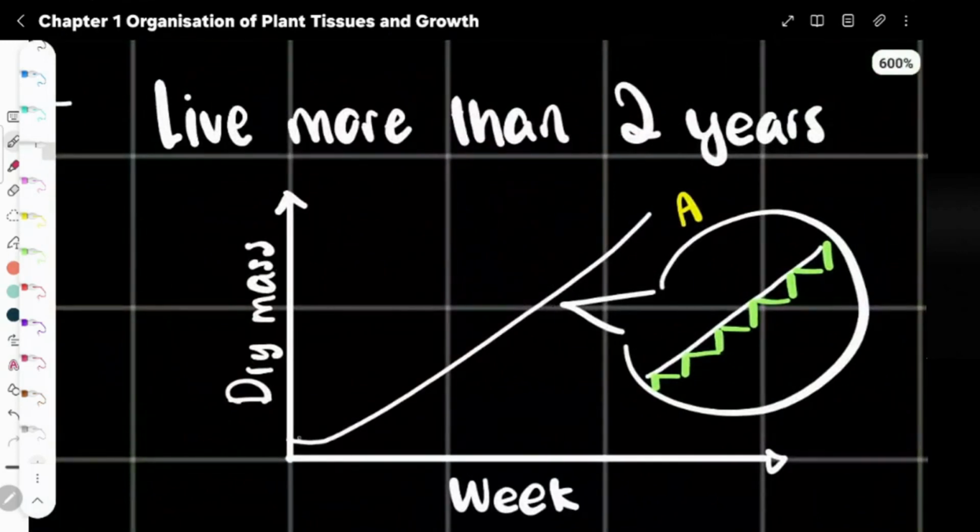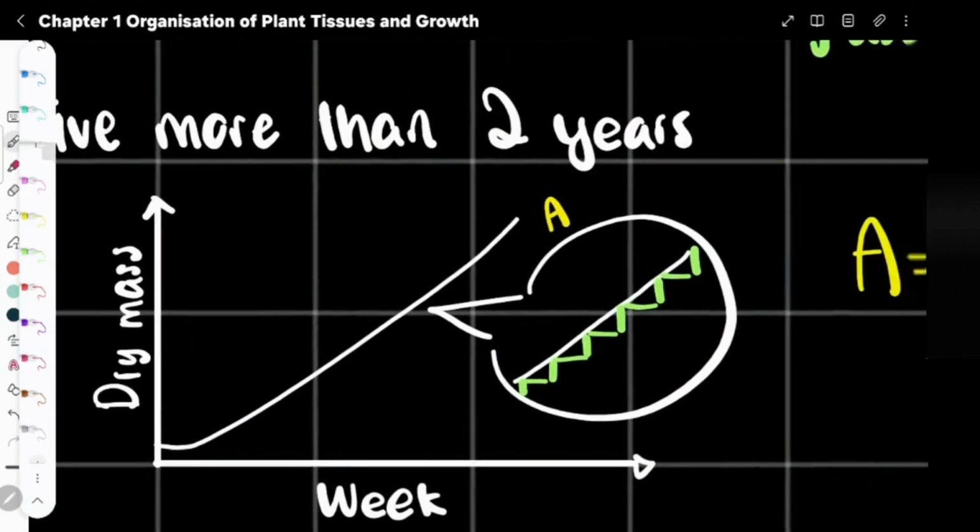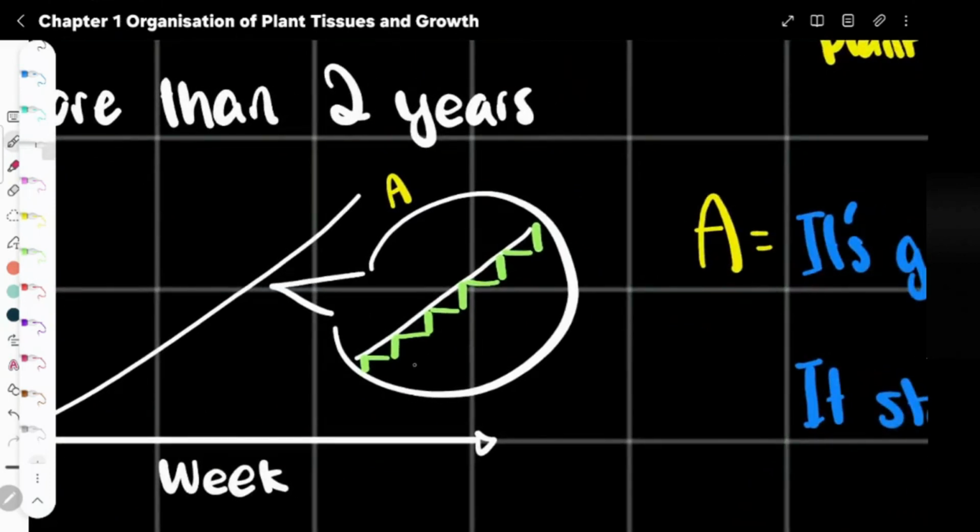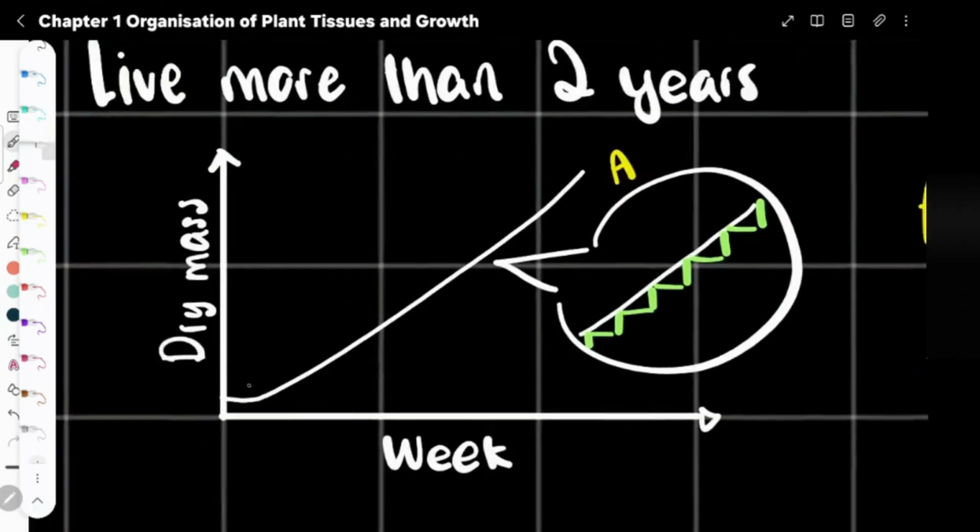Now, if you were to look at this graph here, it is going up. That's all. But if we were to look carefully inside, it's actually going down and up, going down and up, going down and up. If you were to draw this properly, using a magnifying glass, it'll be like this. See, it's going up and down.